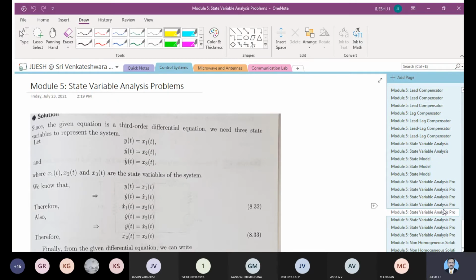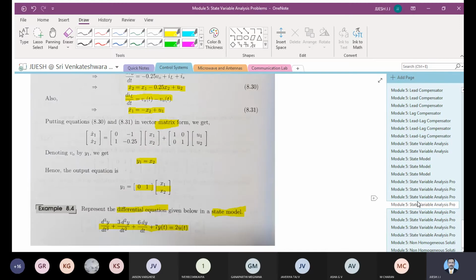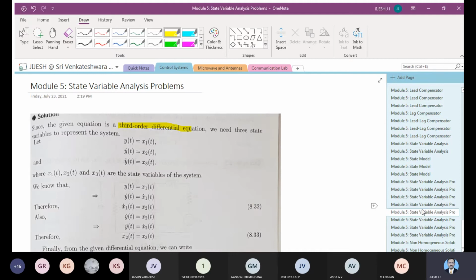So the given differential equation is a third order differential equation. You can see that it was given there, that is d cube y by dt cube. So all of you know that, it's a third order differential equation. So I have to approach this problem in this way: y of t is equal to x1 of t, y dot, the differentiation of that, will be x2 of t. The second time differentiation of y of t will be x3 of t.